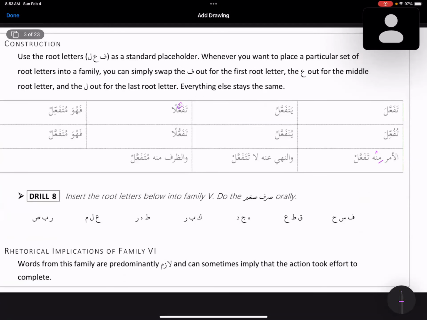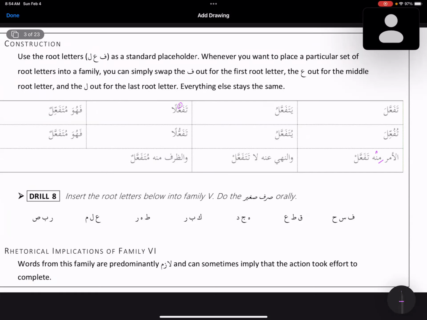Then tutuhhira. Because it is majhul, it will take the ma. Tutuhhira, yutatahharu. Yes, I'm missing the ta. Tatahuran, then again mutatahharun.